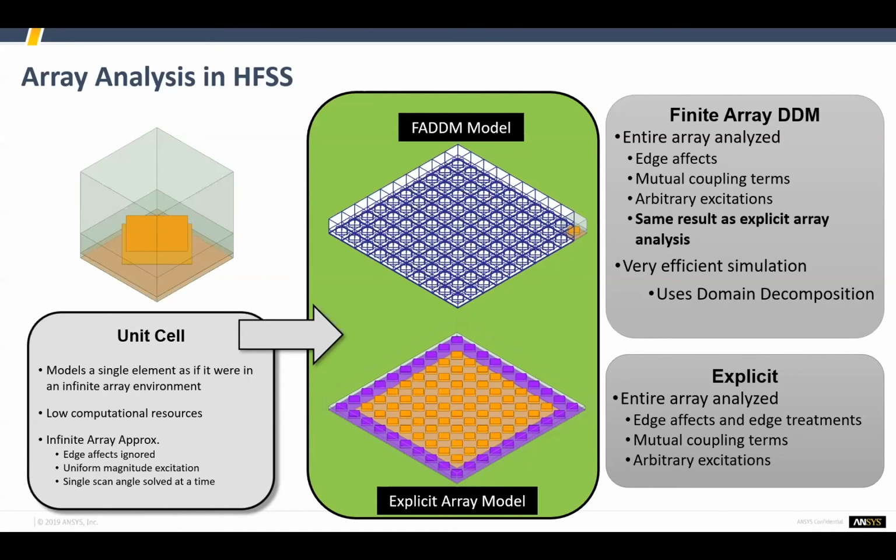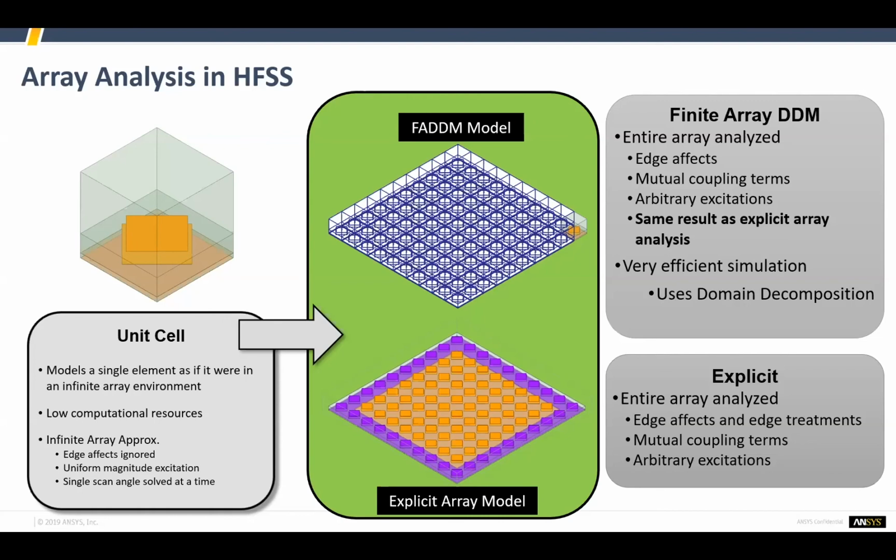And we analyze it in HFSS. And once we have the unit cell analyzed and it works the way we want it to, we could just use the built-in infinite array calculation capability that's in HFSS. However, the infinite array approximation, which it is an approximation, will ignore edge effects. You can only do uniform magnitude excitations, and you can only do single scans per solve.